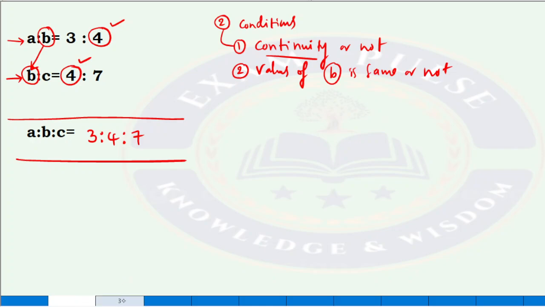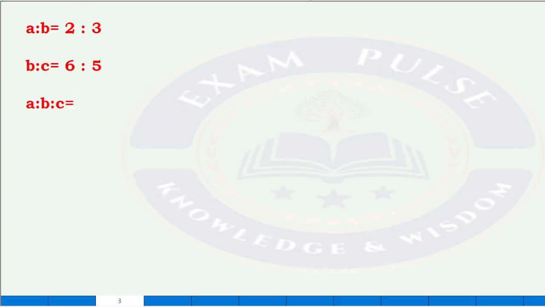Now, let us check this. A is to B, 2 is to 3, B is to C, 6 is to 5. Now, they are asking us to calculate what is A is to B is to C. What is the first condition? Continuity. Is it in continuity? Yes. The first ratio is ending with B and the second ratio is starting with B. Now, what is the second condition? The values representing B should be same. Are they same? No. If they are not same, we have to convert them into some same value.